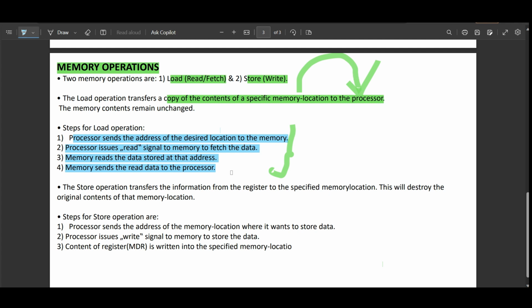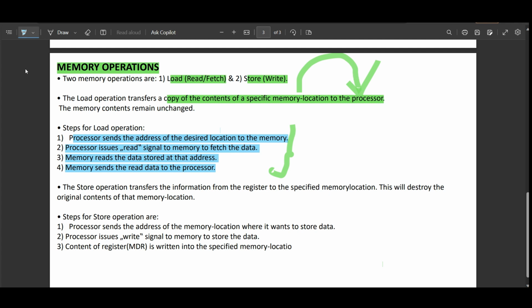Okay, I want you all to remember these steps of the load operation like a story. The processor will send the address to the memory, telling it, in this location I need some data, you send that, and it will issue the read signal. So what does the memory do? It will fetch the data from that address and send it to the processor. Simple story, remember it in the way of a story.